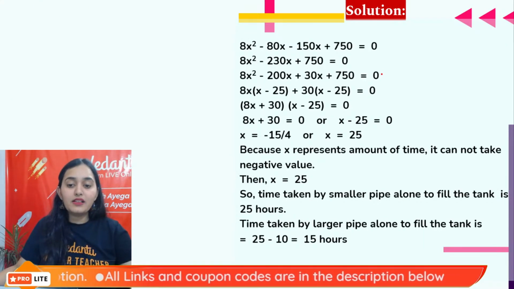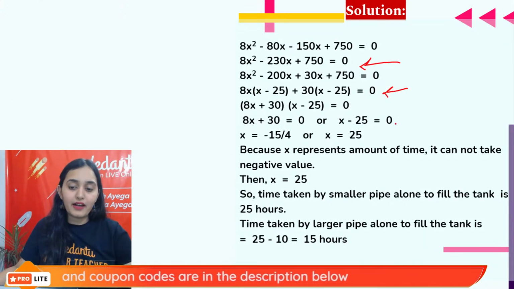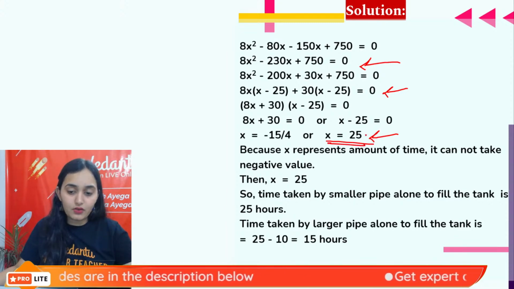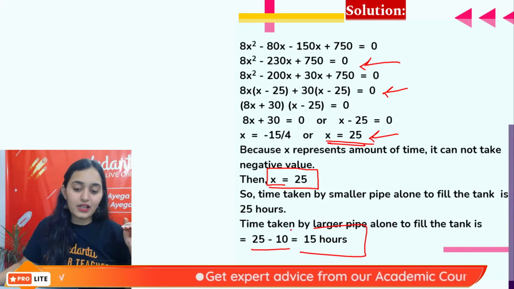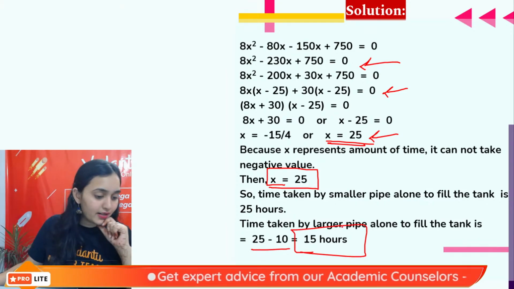All right. Once the quadratic equation is formed, you can factorize it to form the roots. Once you get the roots, this will be the smaller tap time, and then subtracting 10 will give you the bigger tap time. ठीक है?